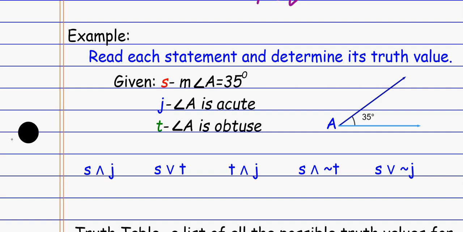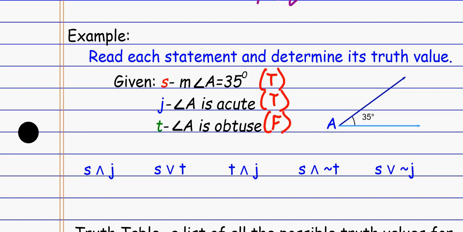Statement S is a true statement, because the measure of angle A, I can see it. It's right there. It is 35 degrees. J is a true statement because angle A is an acute angle. But T is a false statement because that's not an obtuse angle. So when you start thinking about these, this statement was true, this statement was true, and this statement was false.